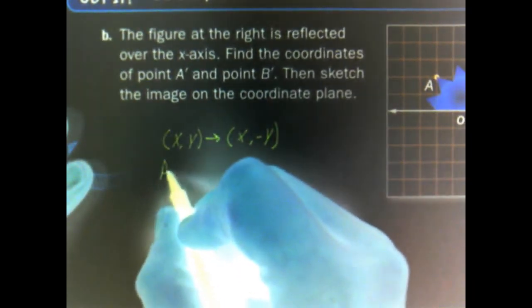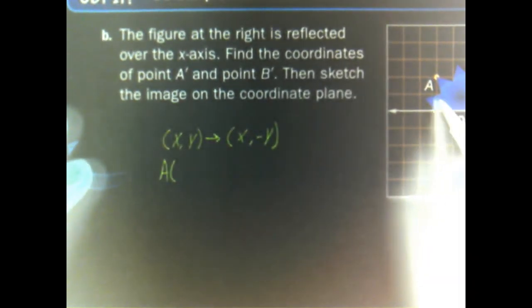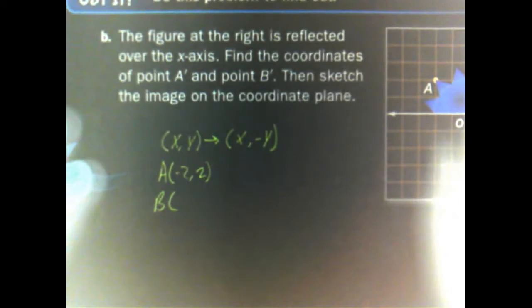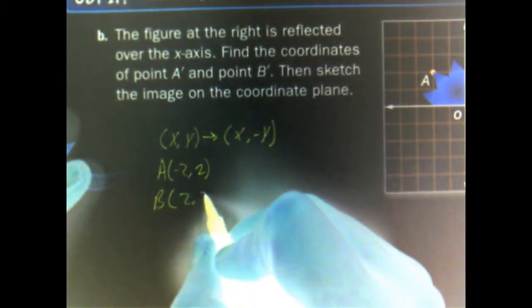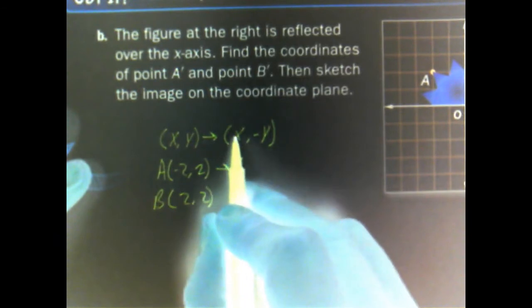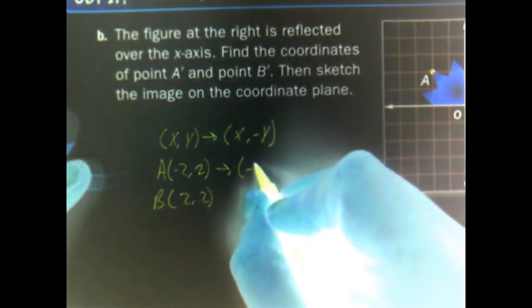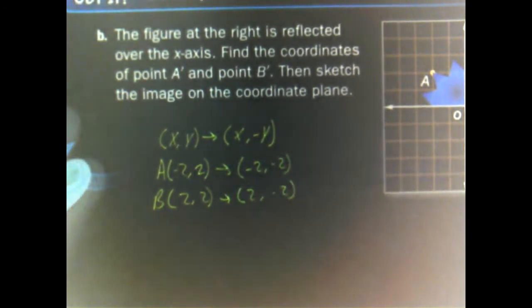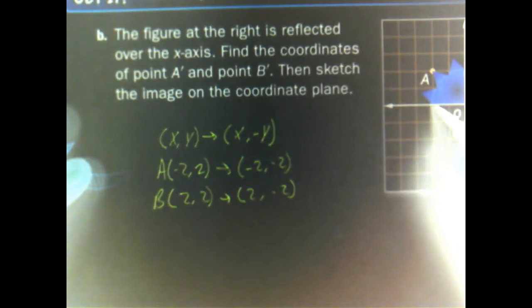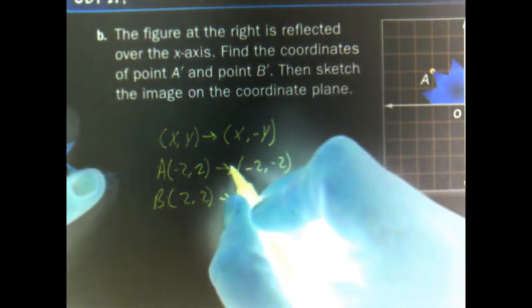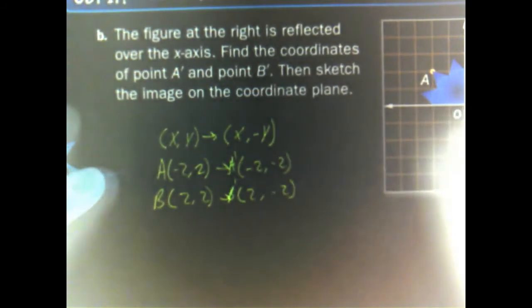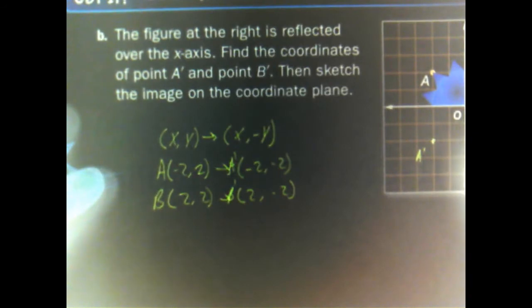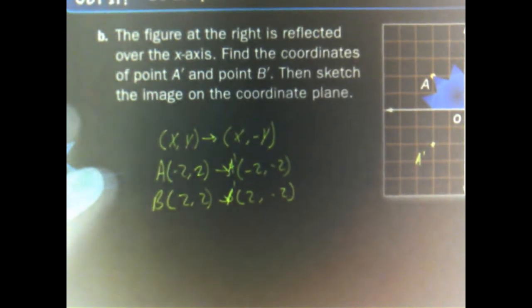Okay, so I start with A. My coordinates would be -2, 2. B, my coordinates are 2, 2. So when I change it, my x coordinates stay the same and my y coordinates change the sign. So I have -2, -2, and 2, -2. So here you go. A prime would be -2, oops, I should have labeled those. A prime, B prime. -2, -2, A prime, 2, -2, B prime.